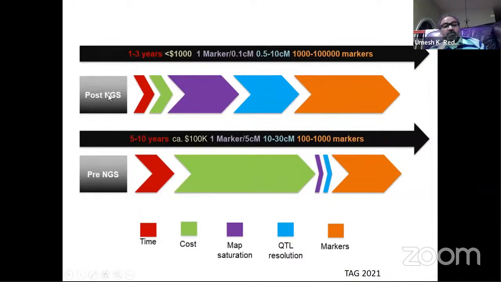But nowadays, in the post-genomic era, the cost is less. You see this green, the difference, the cost went down so much that if you just have money sitting anywhere, you can sequence and characterize the genomes. And the map saturation has increased. The QTL resolution has increased. Markers that we can use have a broad choice currently.